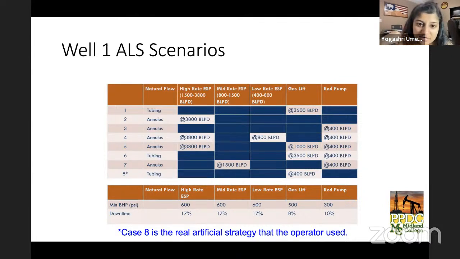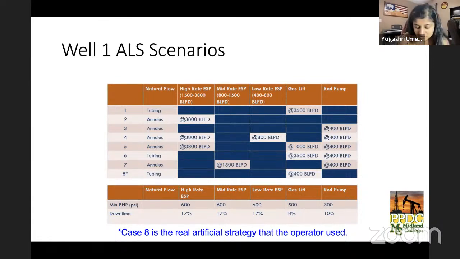And then a high rate ESP, there's a liquid rate at which you start converting to a high rate ESP. Then you have a middle rate ESP, a low rate ESP, a gas lift, and then a rod pump. And then you'll notice some pressures below where you have minimum flowing bottom hole pressure at ESPs around 600, gas lift, the minimum flowing bottom hole pressure was 500, and rod pump is 300 PSI.